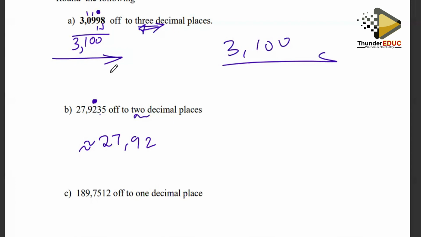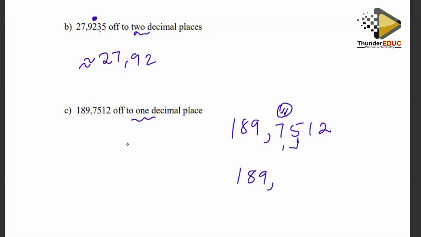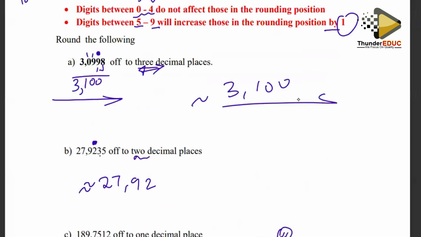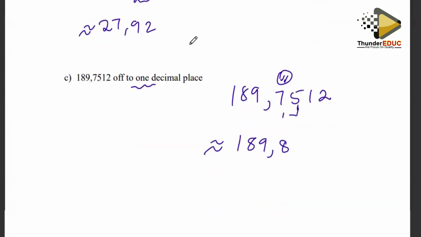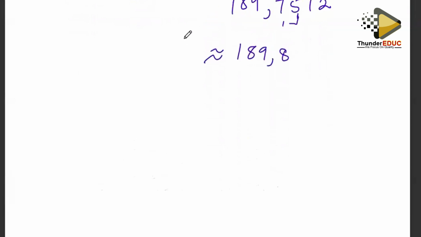Then lastly, part C, if we have 189,7512. They wanted 1 decimal place. So 1 decimal place is the 7. After the 7, we have a 5. The 5 will increase the 7 by 1, so that becomes 189,8. So this is approximately 189,8, and the earlier one is approximately 3,100. All right, so that is what happens when we are doing rounding off.